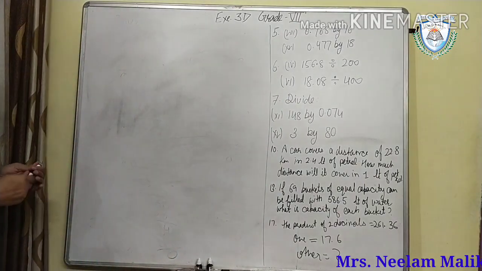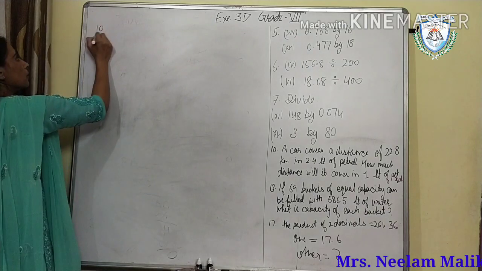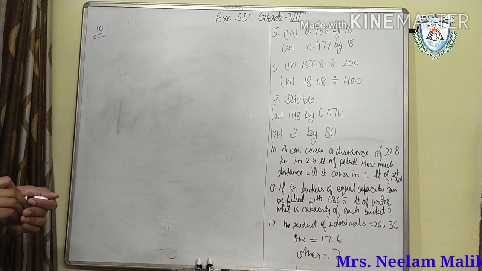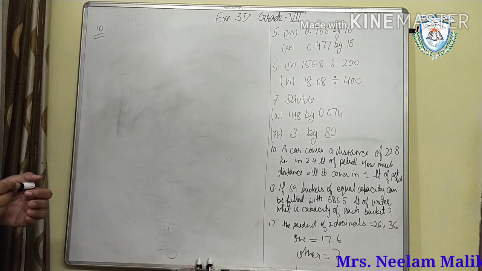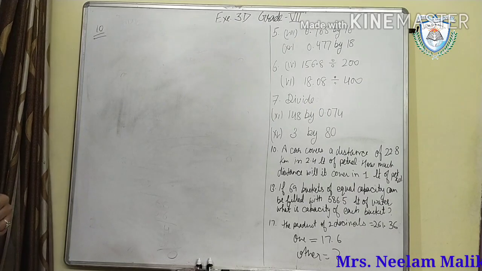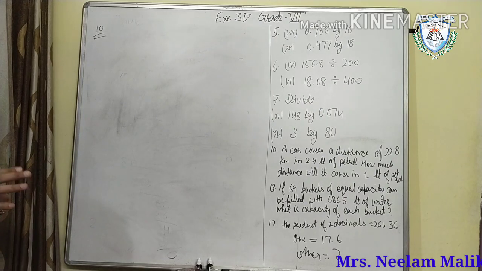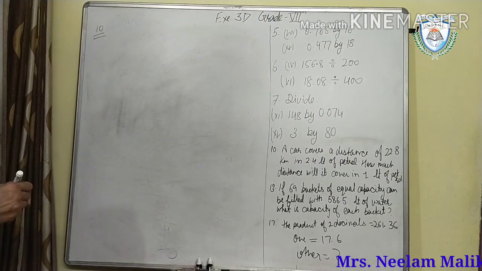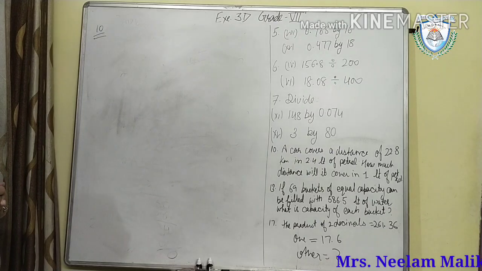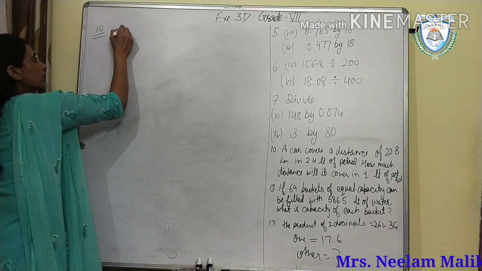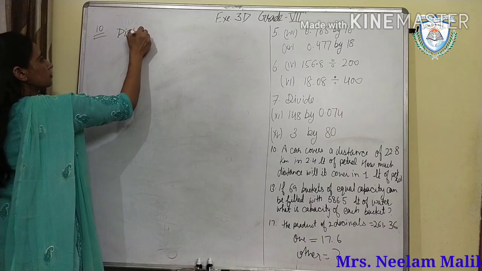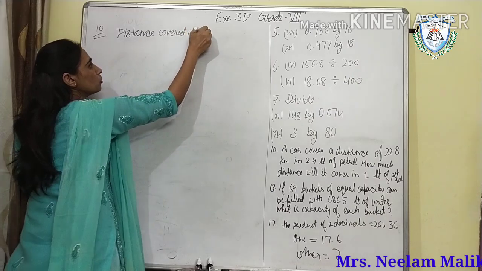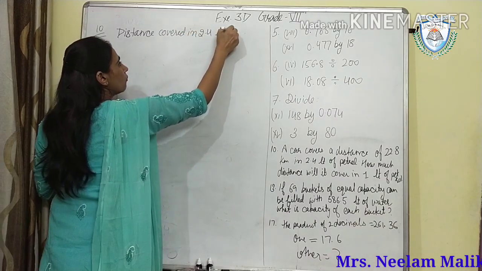Question number 10. A car covers a distance of 22.8 km in 2.4 liters of petrol. How much distance will it cover in 1 liter of petrol? We have to find out the distance. So we will write here: distance covered in 2.4 liters of petrol.